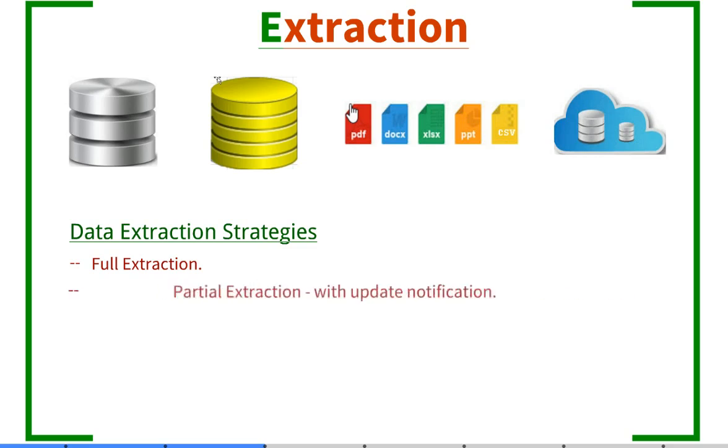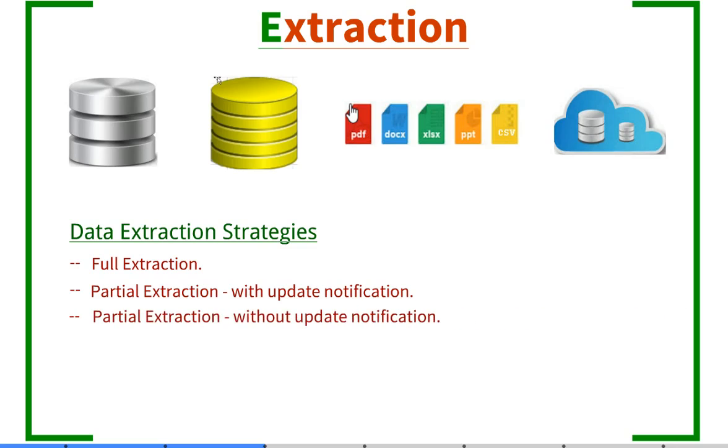So in this strategy, we extract all the data from the source systems into our staging server. Next is the partial extraction with update notification. Sometimes we get the notification from the source systems about which data has been updated, which data has been deleted, and which data is new. This is also called the delta, and in this strategy we only extract the data which has been modified, and it is easy and quick as compared to the full extraction.